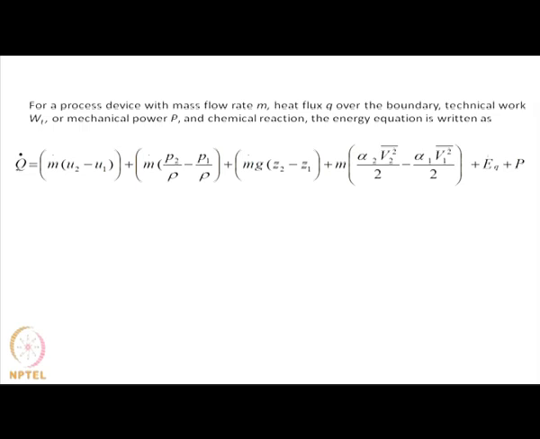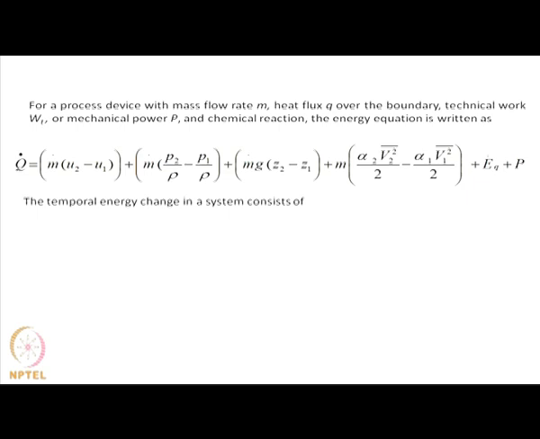So let's see, we have a process device where the mass flow rate is m, and the heat flux q is over the boundary. If it's a tube, then we can think of this q as the heat flux being added through the walls of the tube, and the technical work, Wt, or the mechanical power, which is denoted as P, and there may be a chemical reaction, and therefore we can write the energy equation as given.